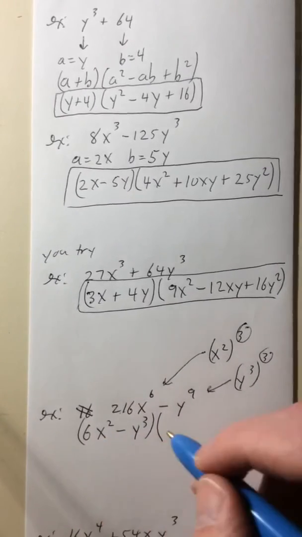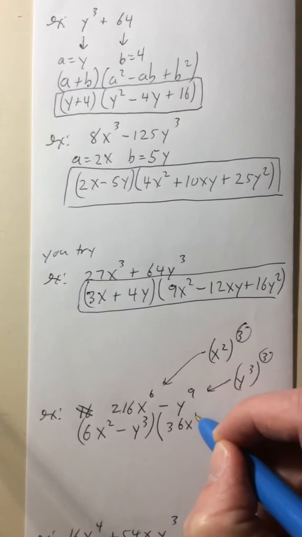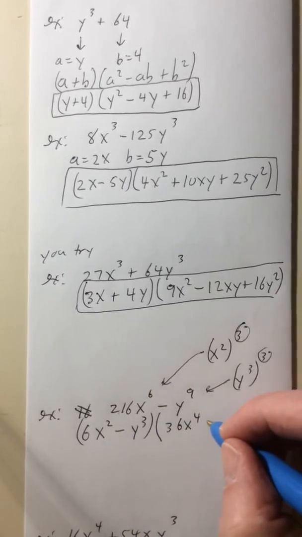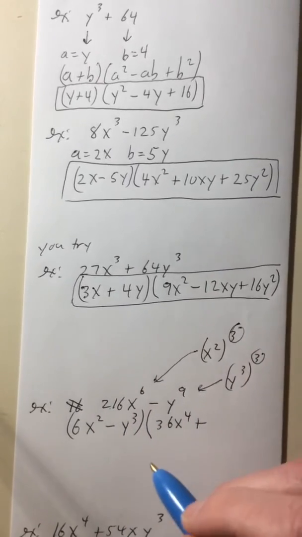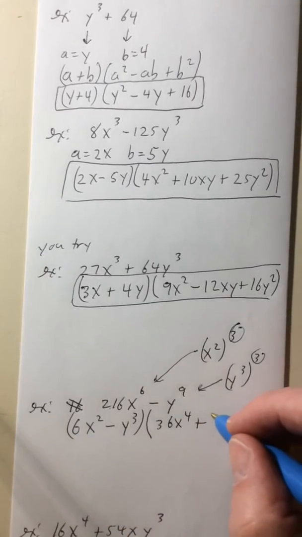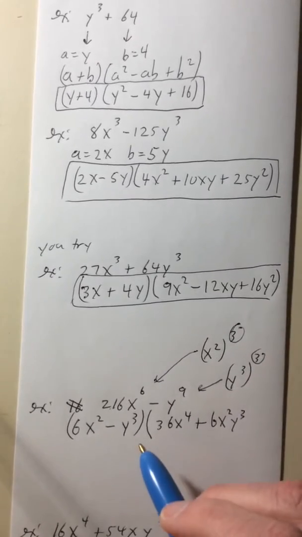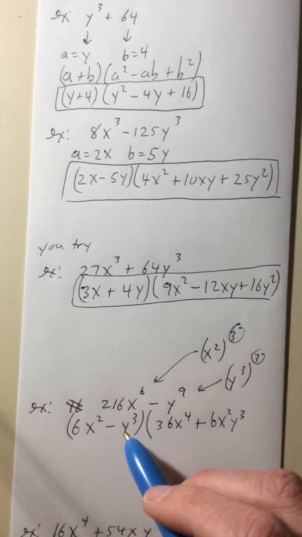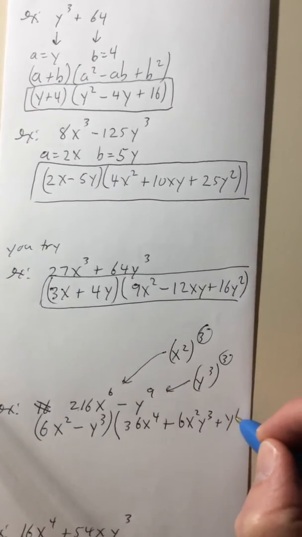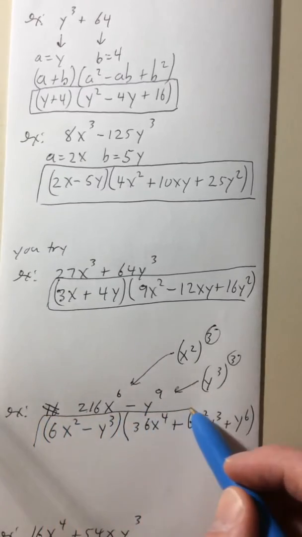So we're going to square that. So that's going to be 36x to the 4th. Don't forget to square that one also. And then that's a minus sign, so this is going to be a plus sign. It's the opposite. And then we're going to multiply these two guys together. So 6x squared y cubed. And then lastly, we're going to just square this guy right here. So we're going to have plus y to the 6th. So it looks a little complicated, but it wasn't very difficult at all.